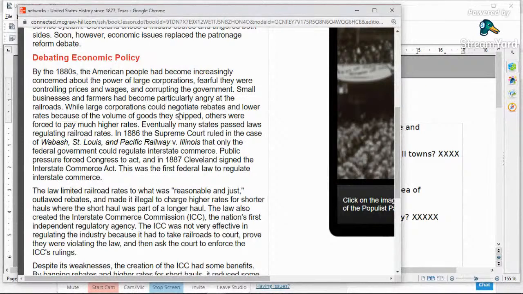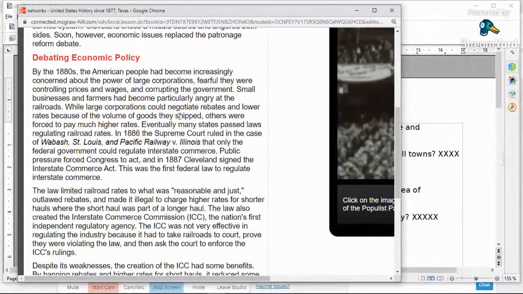People are starting to worry about the power of these large corporations because there was very, very little government regulation for these corporations. And small businesses and farmers were the ones that were very angry at the railroads. Why are they angry at the railroads? Because there was only one train. There was only one way to get their material from the center of the United States to the coast. So the trains can charge whatever price they want, okay? If you're the only person who is doing something, then you can charge whatever you want.